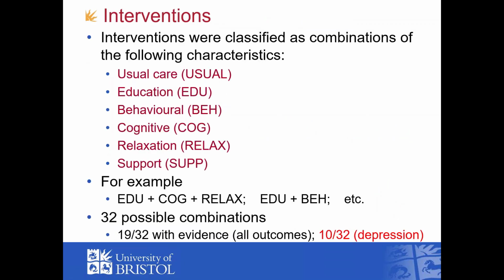In the depression example, the psychological interventions example that we've been working with, as Debbie described, we classified the components of each intervention as usual care, educational, behavioural, cognitive, relaxation or support. So, for example, we might have had an education plus cognitive plus relaxation intervention, or an educational plus behavioural intervention. There are 32 possible combinations of all of these interventions. In the full data set, 19 out of those 32 were included in at least one study. If we just focus on the depression outcome, then 10 out of the 32 possible combinations have been included in the RCTs.